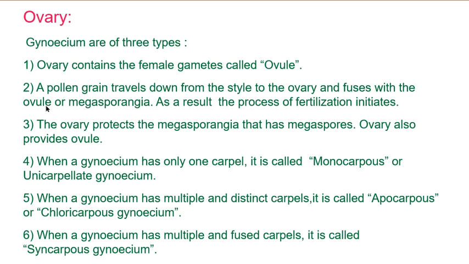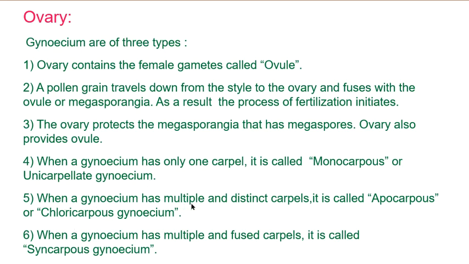If I said microsporangia here, pardon me. A pollen grain travels down from the style to the ovary and fuses with the ovule or megasporangia. As a result, the process of fertilization initiates. The ovary protects the megasporangia that has megaspores. Ovary also produces ovule. When a gynoecium has only one carpel, it is monocarpous or unicarpellate gynoecium.